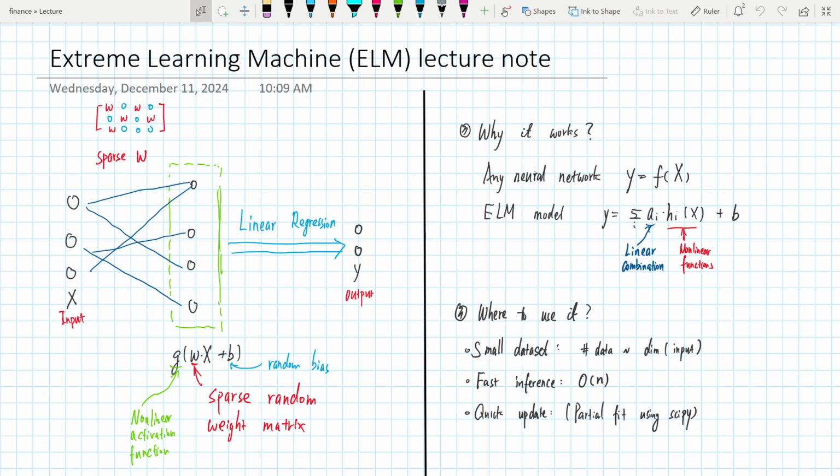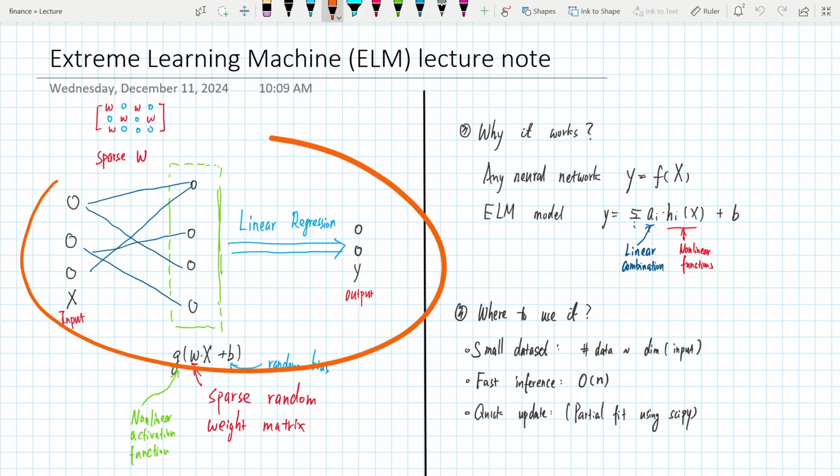Okay, let me give you a quick introduction on extreme learning machine. The extreme learning machine is a very simple machine learning architecture. Here is pretty much a schematic.